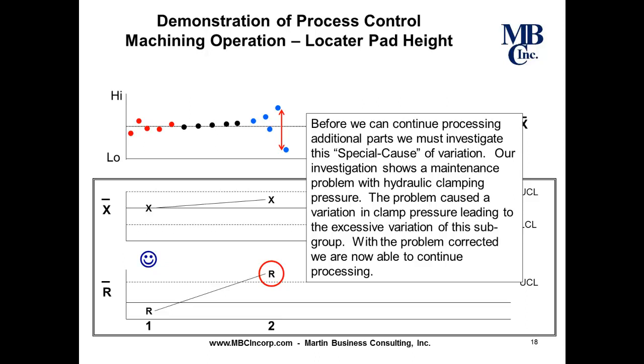Our investigation shows a maintenance problem with hydraulic clamping pressure. The problem caused a variation in clamp pressure, leading to the excessive variation of this subgroup. With the problem now corrected by the maintenance organization, we are now able to continue processing additional parts.